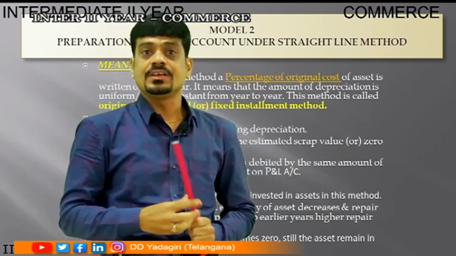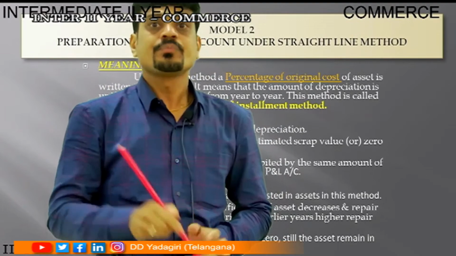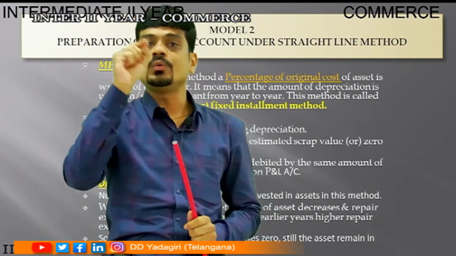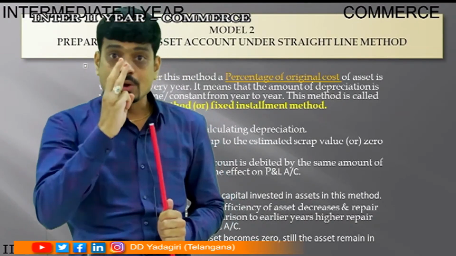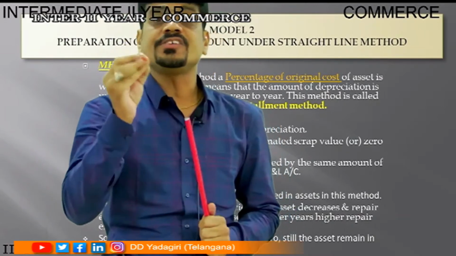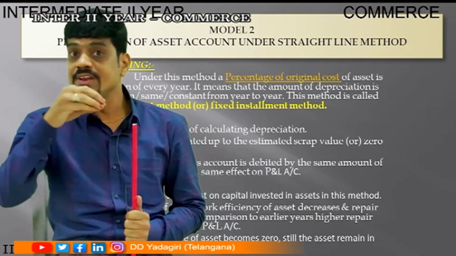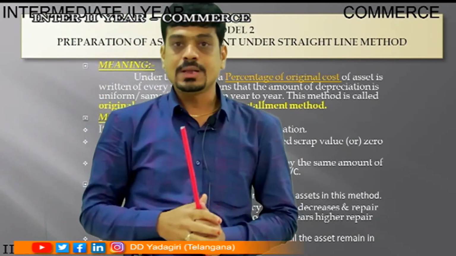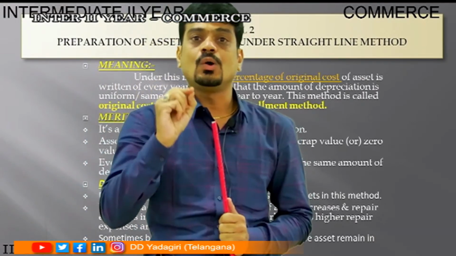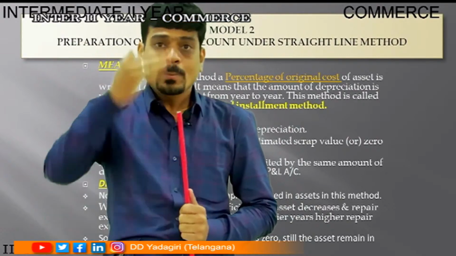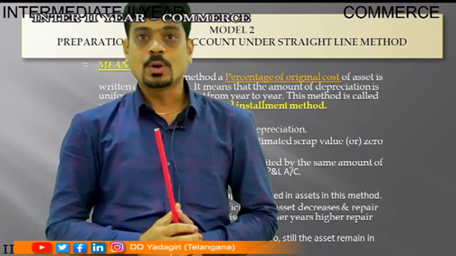Then the second entry, in case there are any installation expenses, we'll write the entry asset account debit to cash account again. The third entry, which we are going to pass on 31st March every year, is for charging depreciation. Every year on 31st March we have to charge depreciation. And what is the entry for charging depreciation? Depreciation account debit to asset account. These 3 basic journal entries will guide you to solve the problem.